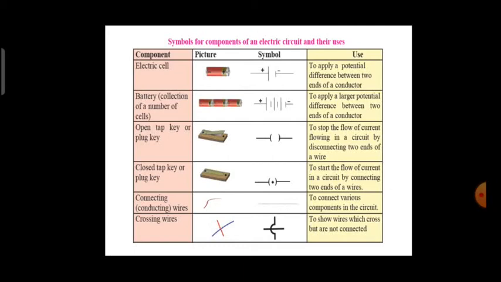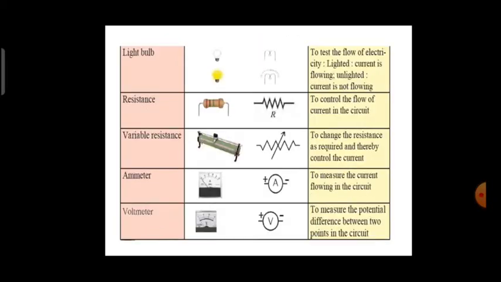Next, connecting or conducting wires. They are shown as lines. And crossing wires are shown with a symbol to show wires which cross each other, but these wires are not connected to each other. The symbol for a light bulb is shown. It is to test the flow of electricity.